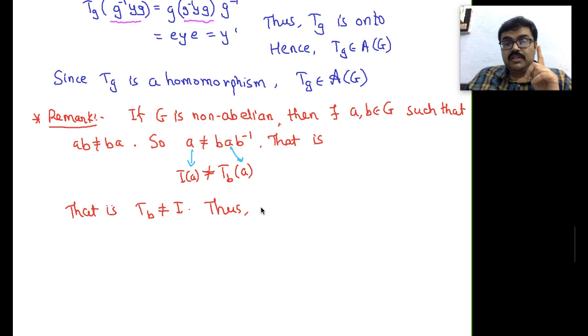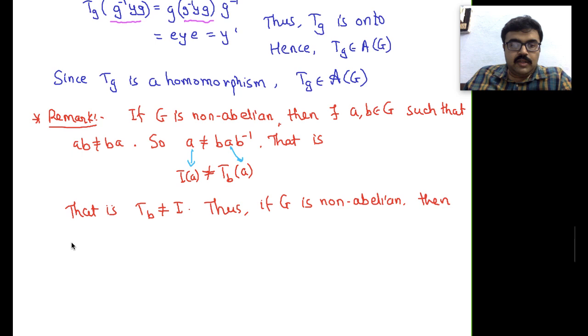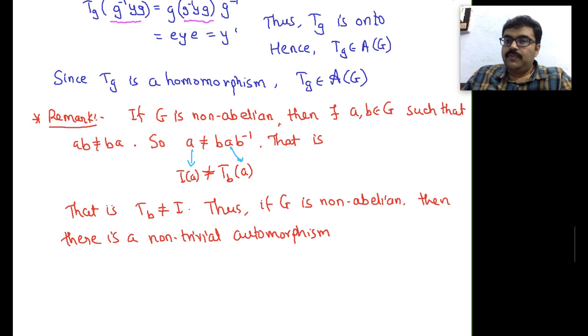In case of an abelian group, where there is at least one element whose order is not 2, we get a non-trivial automorphism. Thus, if G is non-abelian, then there is a non-trivial automorphism. Which is that automorphism? It is this automorphism, Tb. Right? So Tb is a non-trivial automorphism of G. So at least one element we can find. What is b? b is nothing special, but G is non-abelian. There exist a and b so that ab is not equal to ba, and that is the b we find. And with respect to that b, we get a map Tb, and that map is non-trivial.